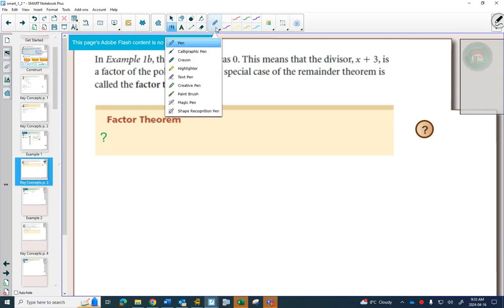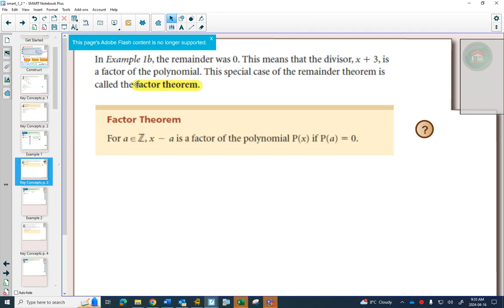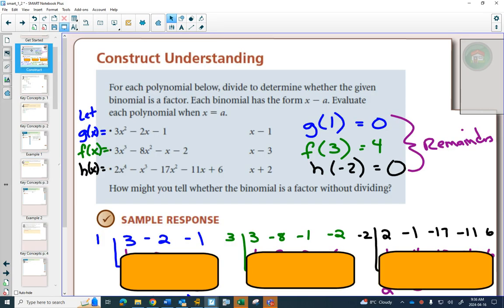At the bottom of page 17, something very closely related to the remainder theorem is something called the factor theorem. The factor theorem says the same thing as the remainder theorem. You can find the remainders by plugging in the number. That's always the remainder theorem.